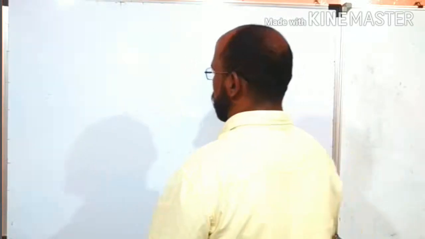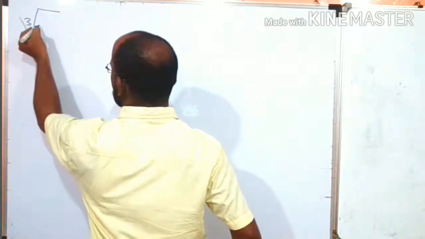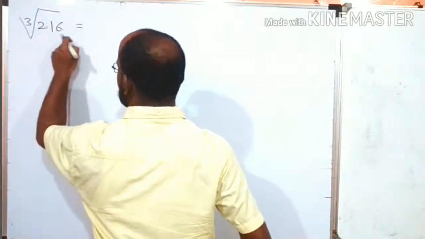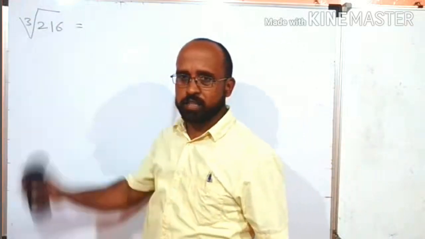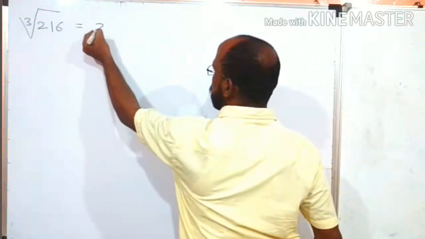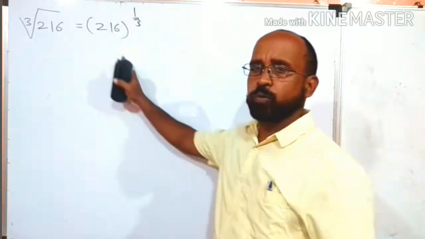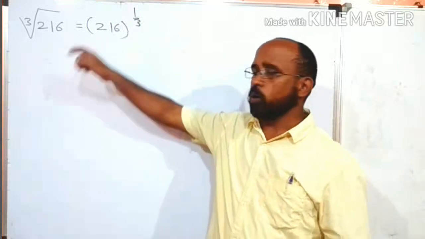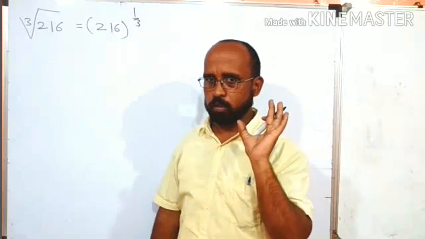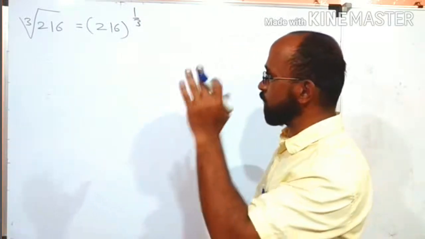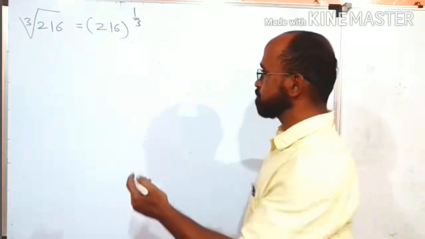Suppose first example, find the cube root of 216. The cube root of 216 is denoted like this. This is the radicand sign in which 3 is written, or we can write it as 216 raised to 1 upon 3. So what we have to do to find the cube root of 216? For that, the first step is to factorize the number. Let's factorize this 216.